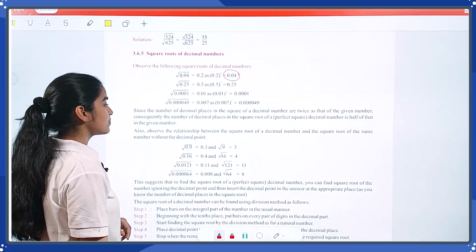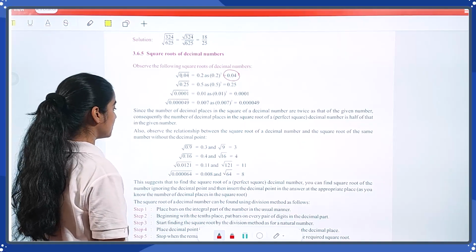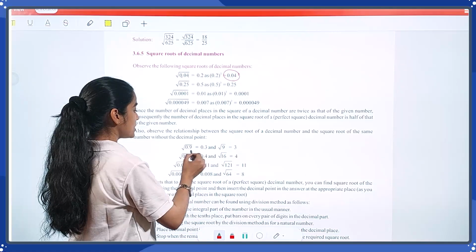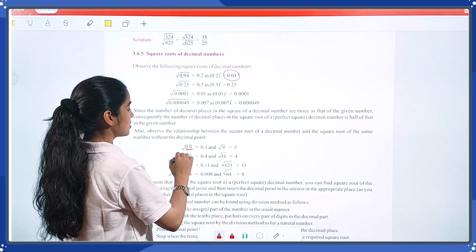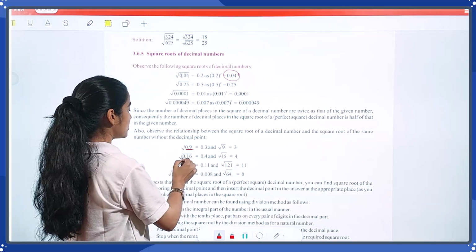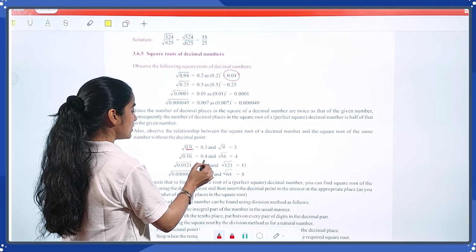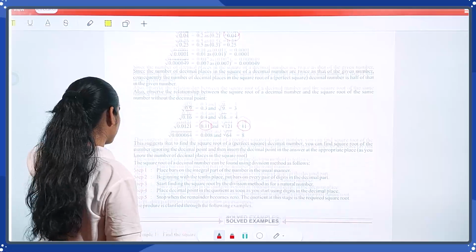Also observe the relationship between the square root of a decimal number and the square root of the same number without the decimal point. So the square root of 0.09 is 0.3, since the square root of 9 is 3. You can simply say here we have one decimal place, 0.3 is the number. Then the square root of 0.16 is 0.4, then the square root of 0.0121. The digits will remain the same, you just have to put the decimal point down.